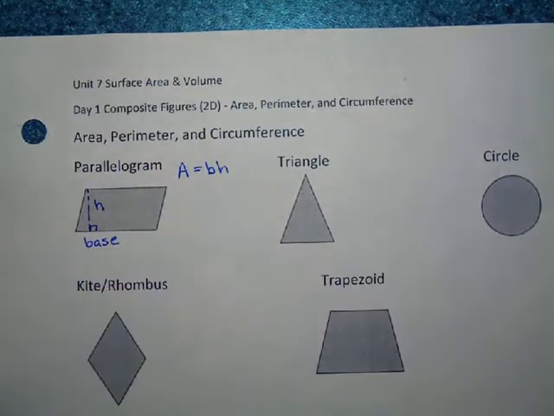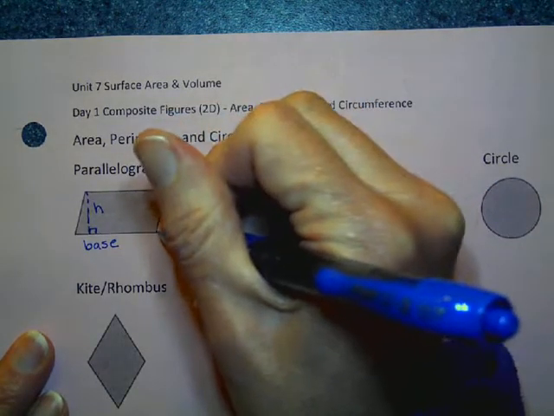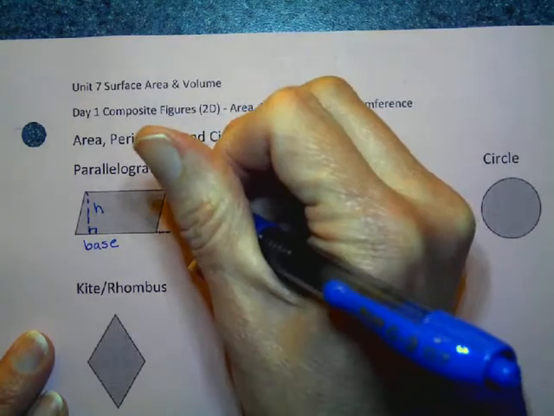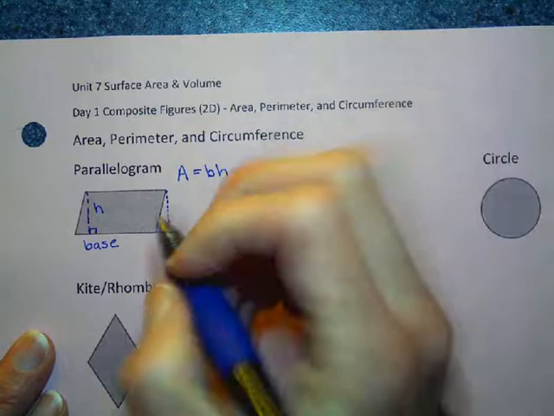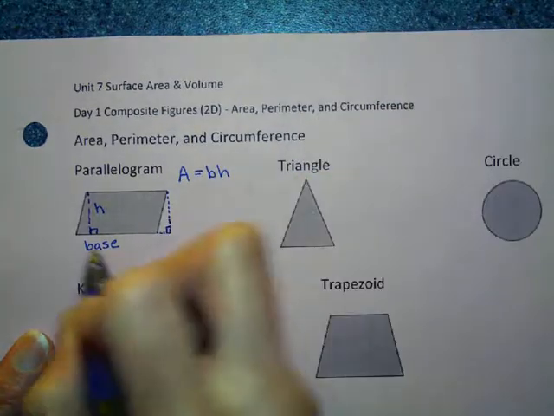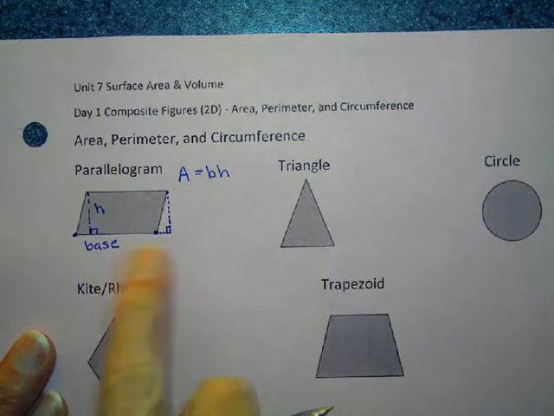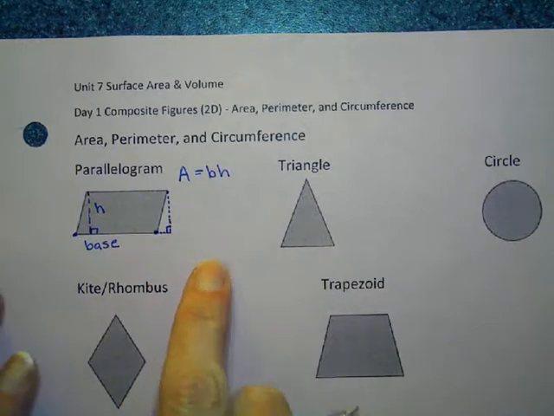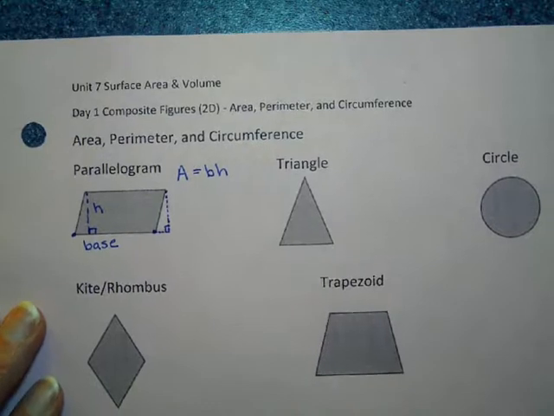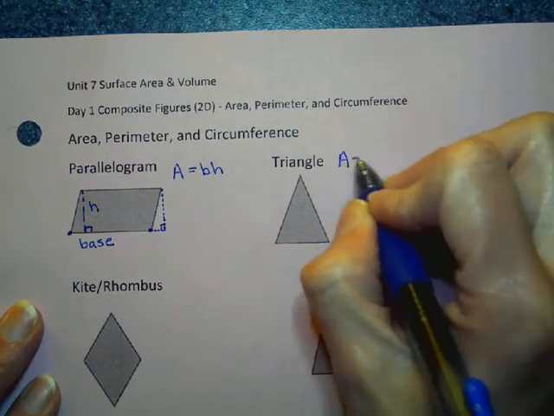Now the height could be shown on the outside of the parallelogram, like if they could extend this line here and extend this line here to create this right triangle, which you would then say this is the height, and from here to here is still considered the base, even if they had to draw the height on the outside of the parallelogram. Okay, triangle is very similar, only it's like half of a parallelogram, so area equals half base times height.